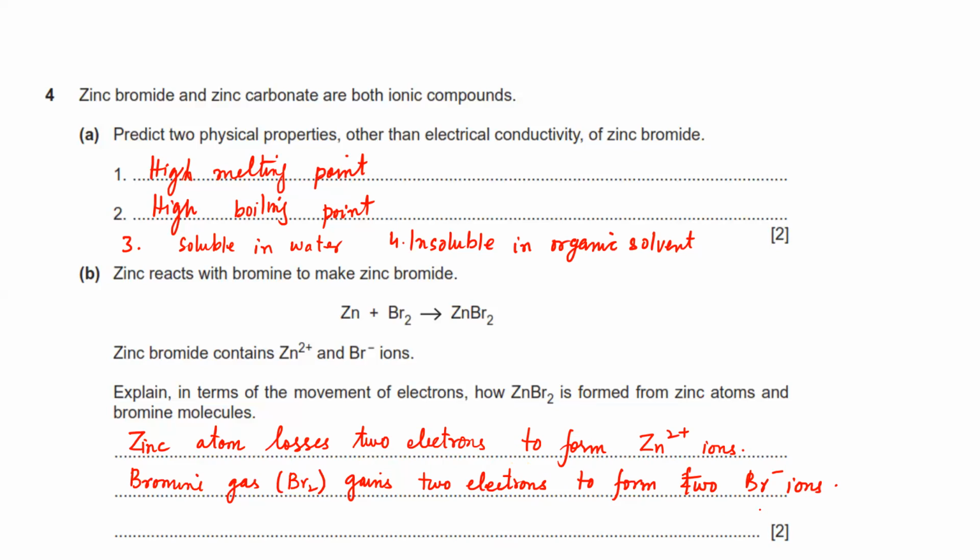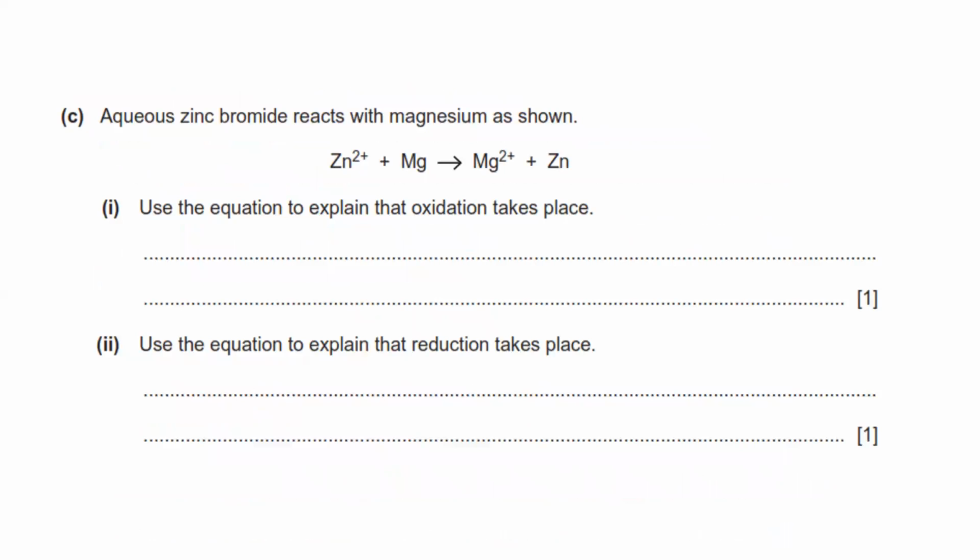So you can always have 2 Br negative ions. So then question number 4, part C, it says aqueous zinc bromide reacts with magnesium as shown. Write down the equation, use the equation to help the oxidation takes place. So remember, oxidation is a loss of electrons. So loss of electrons taking place where?